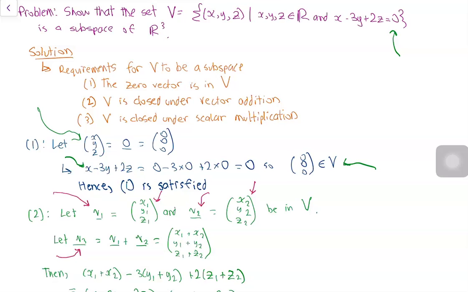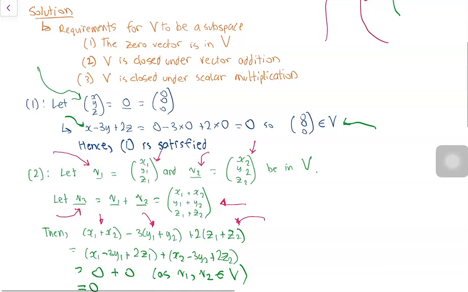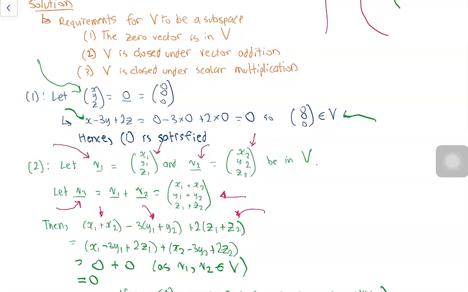Now we will check whether this vector is inside V by substituting into this formula. So we'll write x1 plus x2 minus 3 times y1 plus y2, plus 2 times z1 plus z2. This is by substituting the coordinates into this formula. Now we can rewrite this as the sum of x1 minus 3y1 plus 2z1, plus x2 minus 3y2 plus 2z2. This is just rearranging the sum.